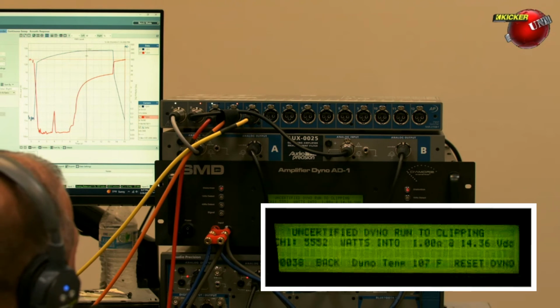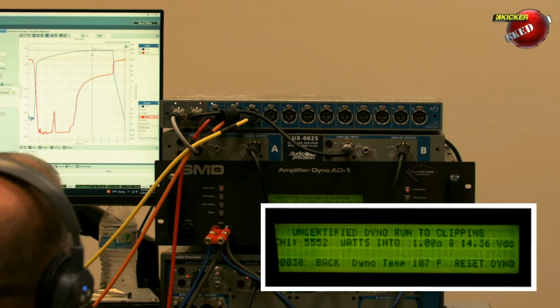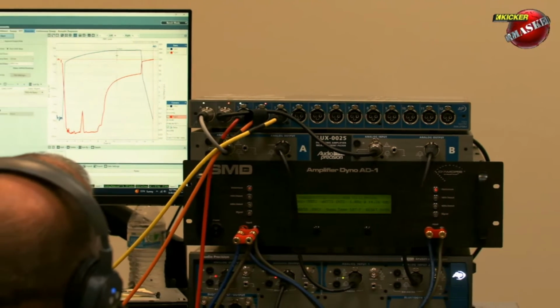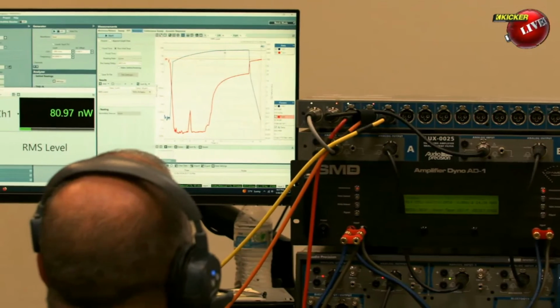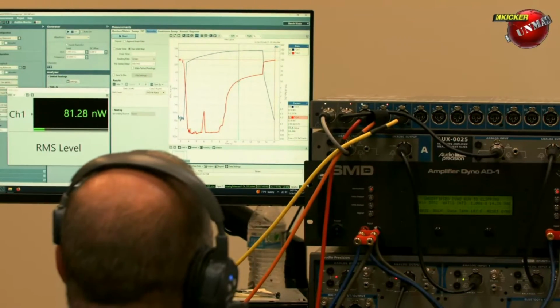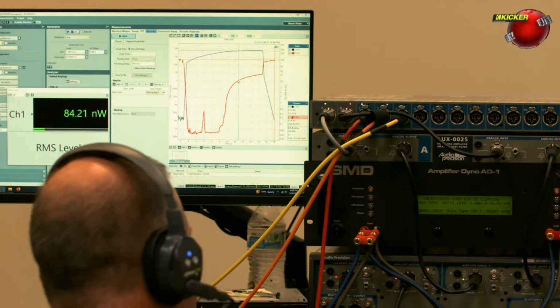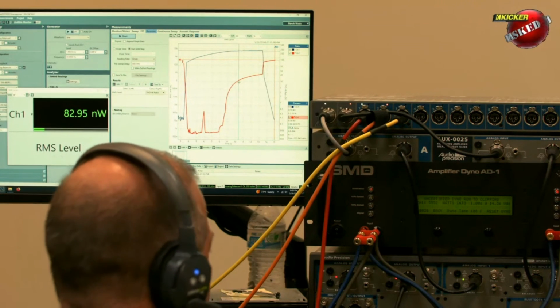Now let's see, where do we make 5,500 watts? So 55.52. So we got 55.35, right about 10% THD. So if I had to guess, I would say they're trying to look at like 10% THD for their uncertified.